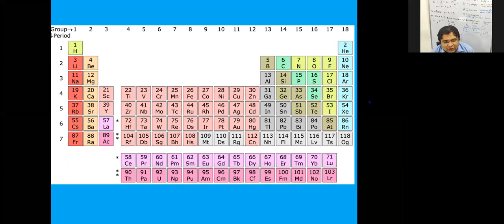N3 minus, O2 minus, F minus, neon, Na plus, Mg2 plus and Al3 plus. They all are isoelectronic to each other and they all have how many electrons? 10 electrons. Now can you think of one more isoelectronic series?